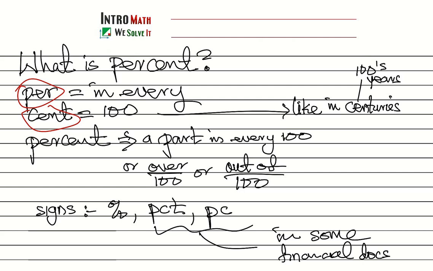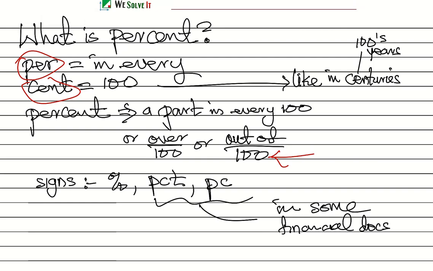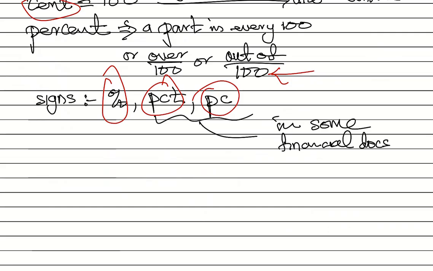Another way to look at percent is I usually think of it as a number over 100 or a number out of 100. So the key is 100. When you talk about percent, the key is 100. There are different signs they use to represent percent. This sign here is the most common one. You see these two in some books or documents, some financial documents. You see PCT or PC. That's what they use in some financial situations. All right, let me give you some examples.